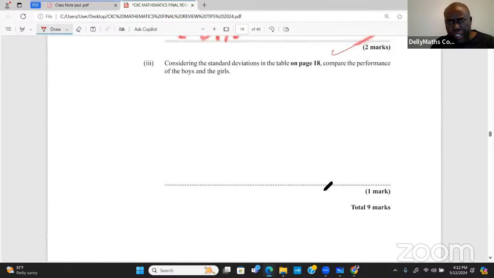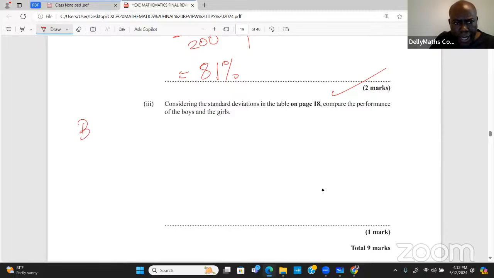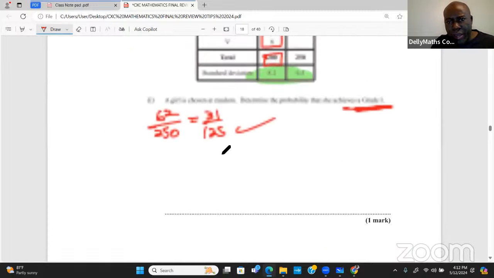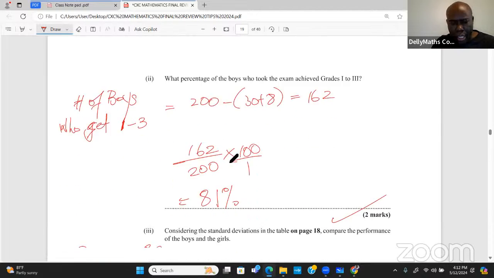Let's go here. So standard deviation, boys. I'm going to say SD for standard deviation, 8.2. And girls, SD standard deviation is 6.3. I'm just going to make sure that I didn't error in terms of that. Yeah, it's good. All right.